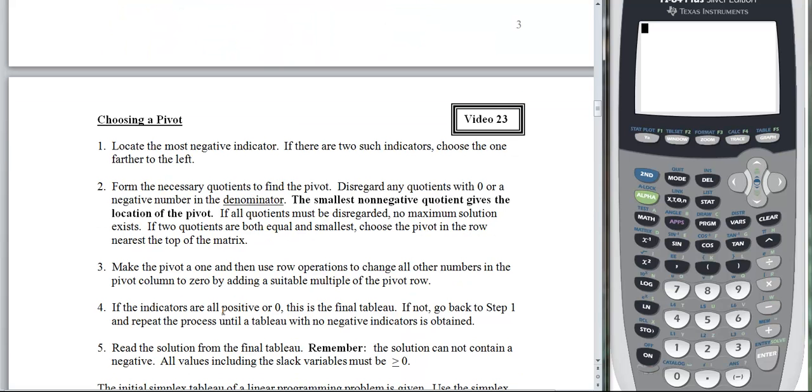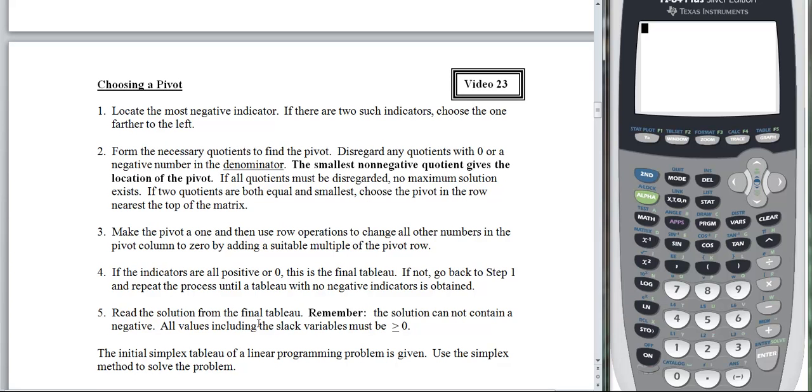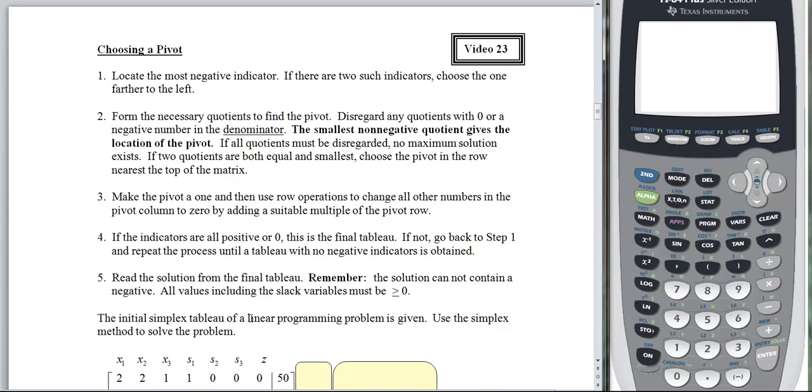If all the indicators, now this is talking about the bottom row, are all positive or 0, this is the final tableau. Okay? If not, we got to go back to step 1 and repeat the process until the tableau with no negative indicators is obtained. All that means, if I end up with a negative in the bottom row, I have a better solution. There's a better solution out there for me to get. Read the solution from the final tableau. Remember, the solution cannot contain a negative, so all values, including the slack variables, must be greater than or equal to 0.